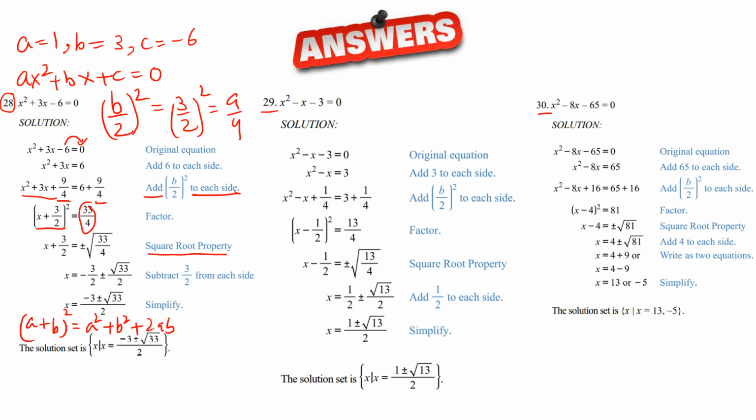Now 33 is not a perfect square, so it will remain square root of 33. However, 4 is a perfect square, so 2 comes out. You can combine them since the denominator is the same. So the two roots are minus 3 plus minus square root of 33 by 2. So leave it like that since it cannot be simplified further. Similarly here the root is this and here the root is this. So the method is same.